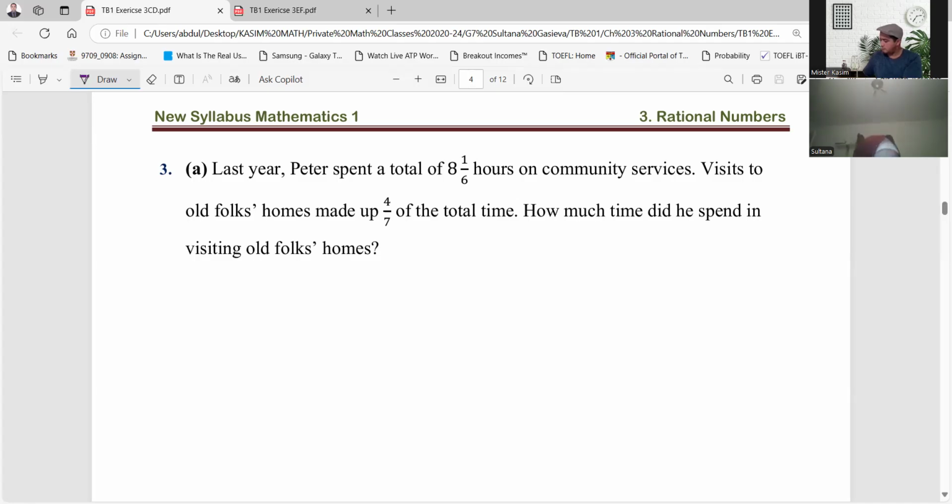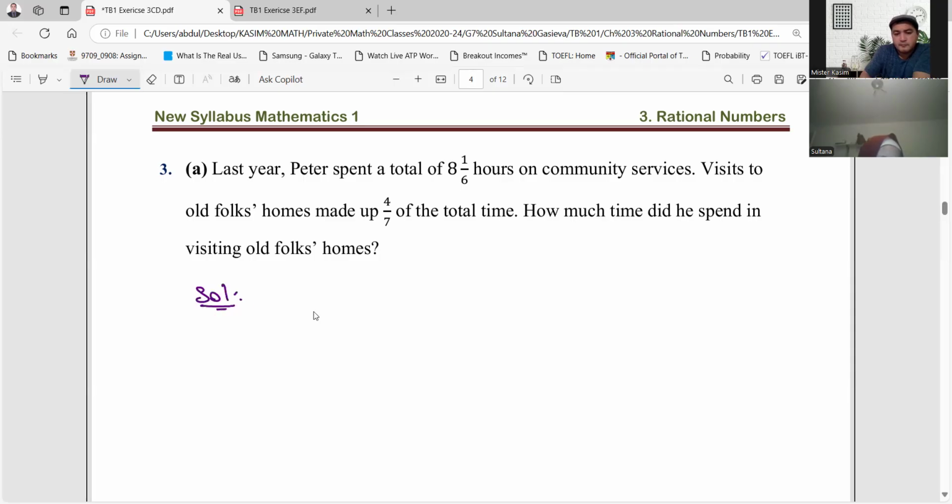Do we first convert the mixed number to an improper fraction, right? So 6 times 8 and then plus 1, that's 49 over 6. Then we multiply 49 over 6 with 4 over 7. Yes, 4/7 of means times, right? The total time, what is the total time? 8 and 1 over 6, right? Yeah, it's asking this.